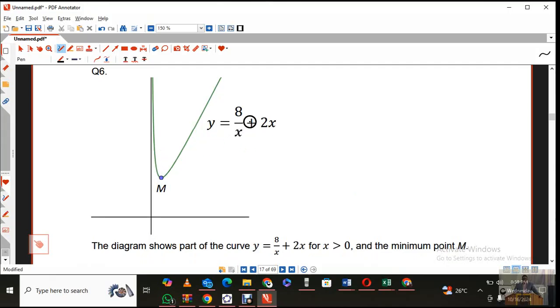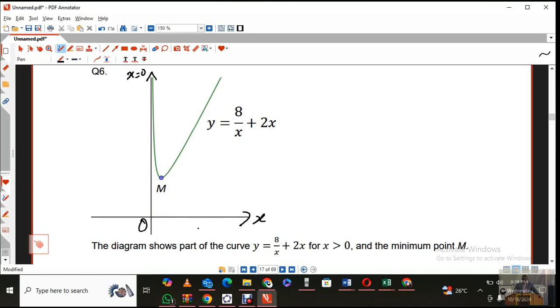You can't have 0 here, because this is the y-axis, and the equation of the y-axis is x equals 0, and you cannot divide by 0. Naturally, if values of x are negative, there is another curve on the other side, but we are just interested in values of x greater than 0. That's how it's defined.